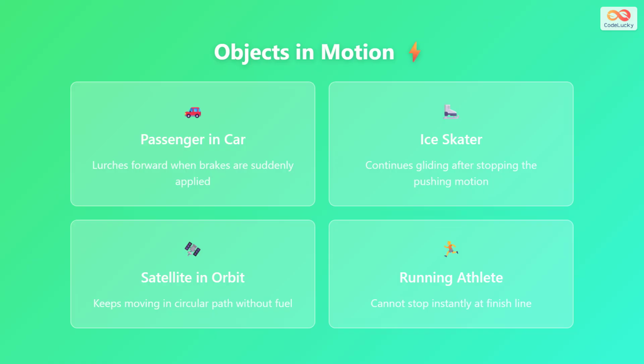Satellites in orbit keep moving in a circular path without using fuel, thanks to their inertia and the balance of gravitational force. A running athlete cannot stop instantly at the finish line because their body's inertia keeps them moving forward. These examples demonstrate that objects in motion tend to stay in motion unless a force acts to change their speed or direction.